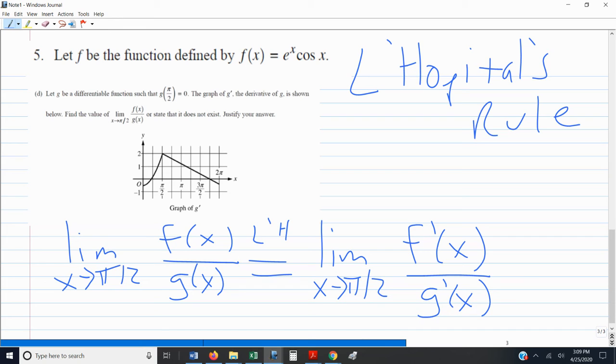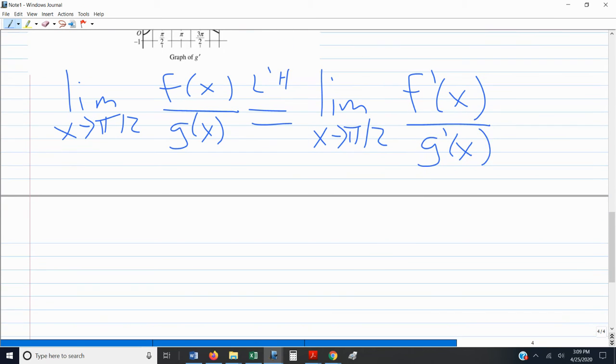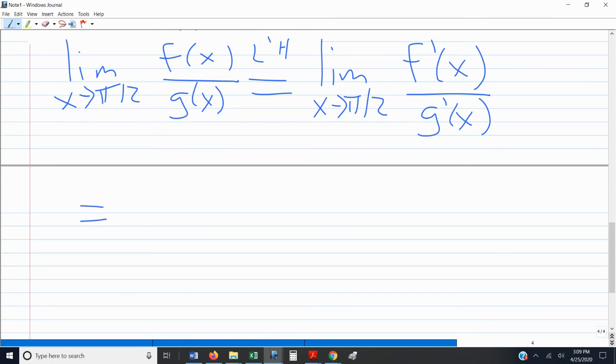We take the derivative of the top and we take the derivative of the bottom. It's not the quotient rule. It's the derivative of the top. The derivative of f is f prime. Derivative of the bottom, derivative of g is g prime. And then we're going to go from there and try this again. So again, one way to evaluate limit statements is to plug in. So we're going to plug in pi over 2.